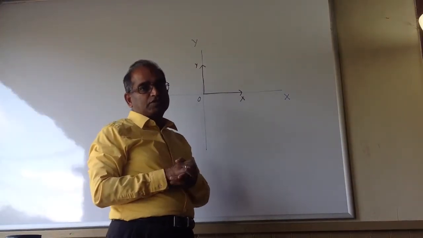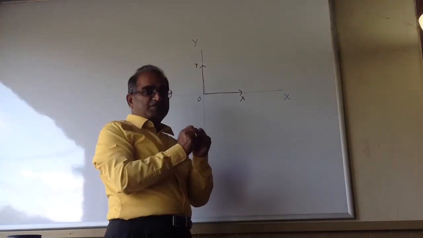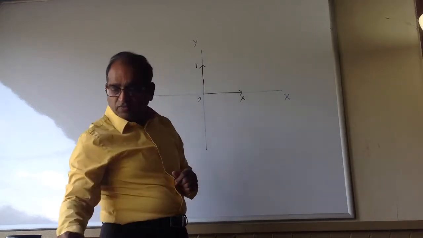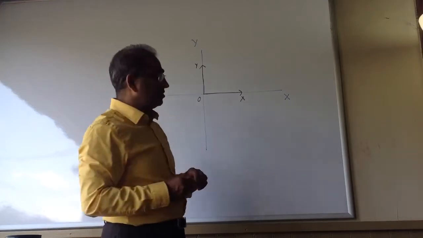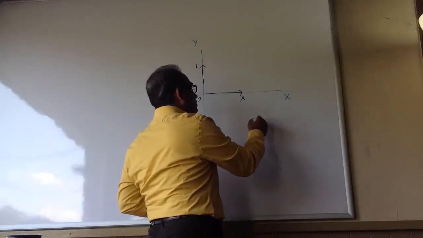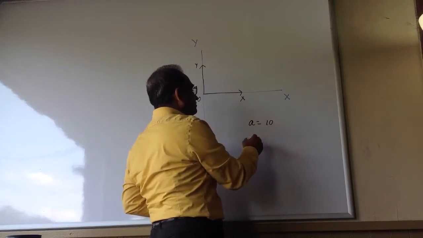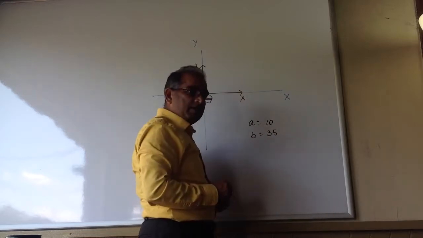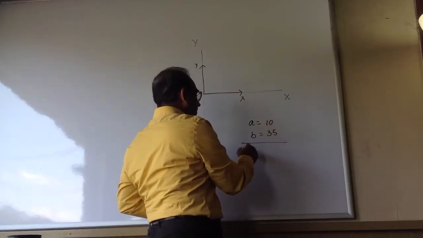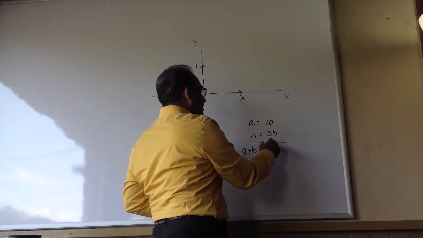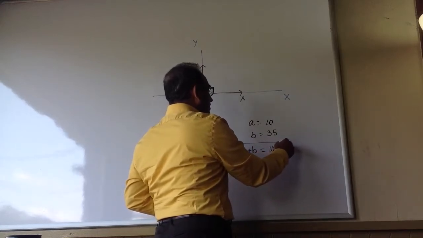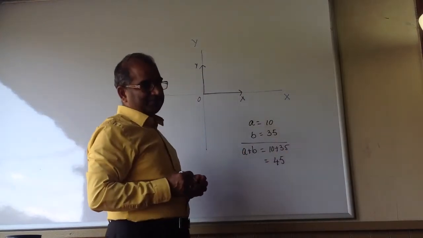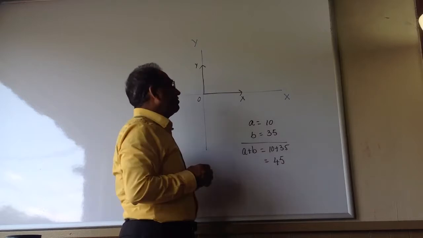Today we will talk about combination of two vectors, that is how to find the sum of two vectors. You all know how to find the sum of two numbers. For example, I give you A is equal to 10 units and B is equal to 35 units. Then A plus B is simply 10 plus 35, which makes it 45. You all know this. Can we do the same thing in vectors?